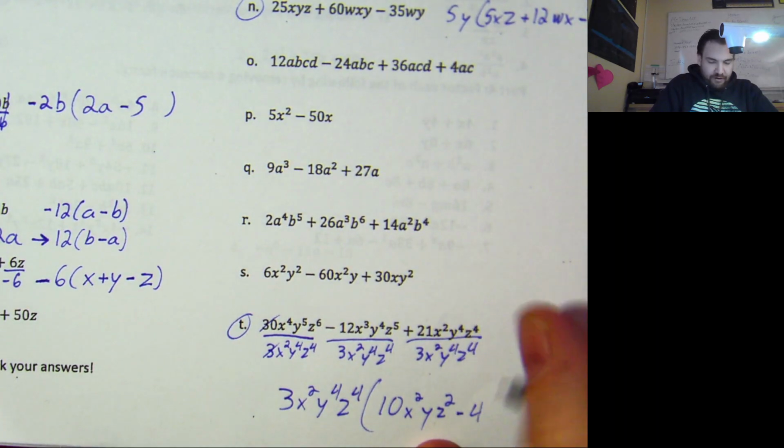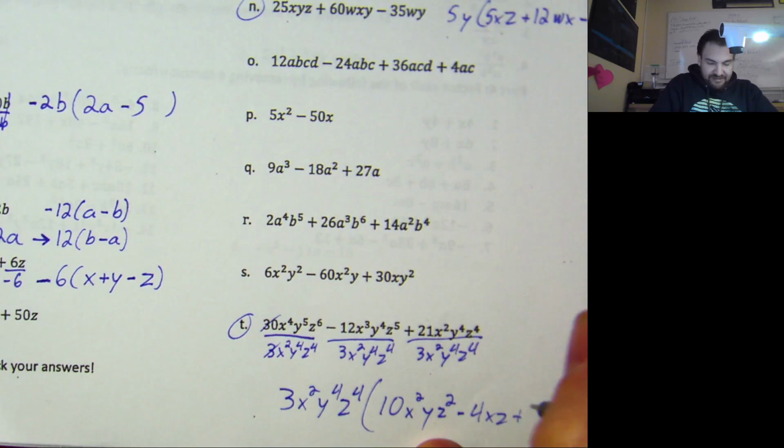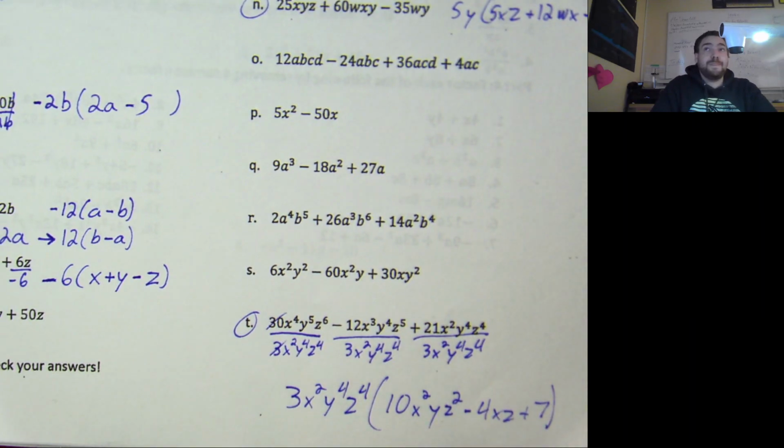Minus 4xz plus 7, just 7. Do not be too proud to write things down. If you can't do it yet in your head, then don't. Write it out. So make sure you get all the pieces. You'll get there, I promise.